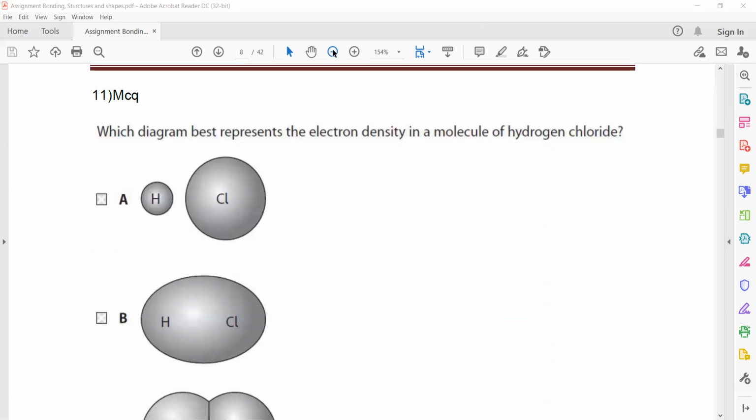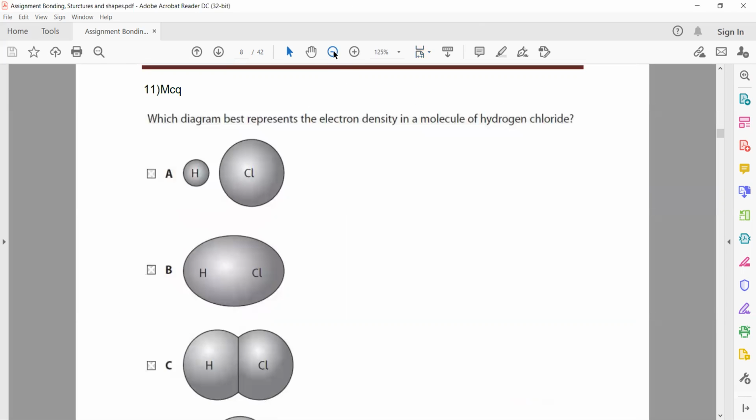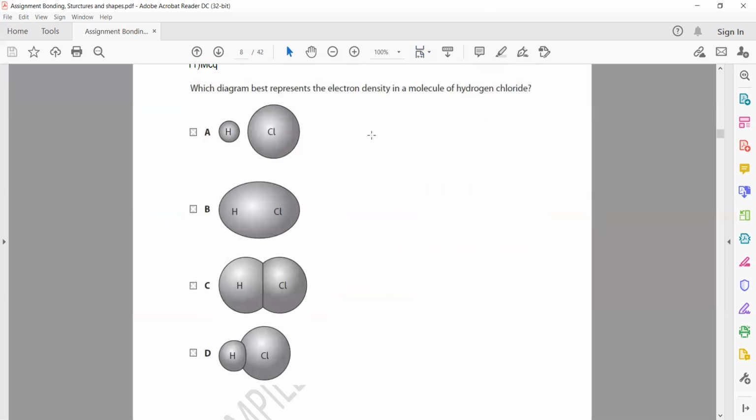Which diagram best represents the electron density in a molecule of hydrogen chloride? So when it is separate, it means ionic bond. But we know hydrogen chloride is formed by sharing of electrons. So they should be overlapping. It cannot be A because A shows it is ionic. B, C, and D are showing covalent.